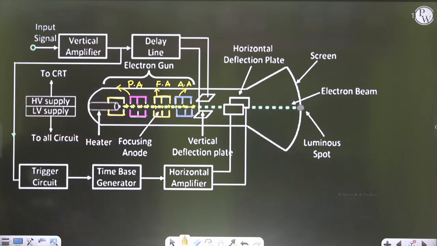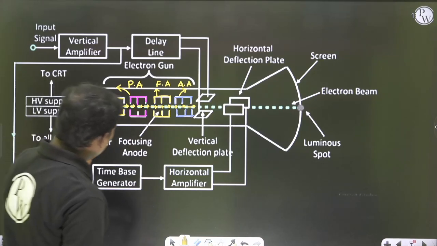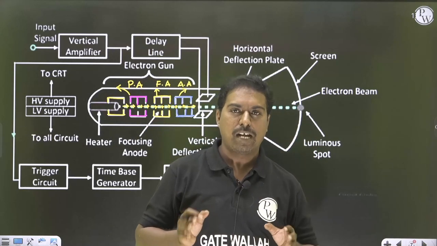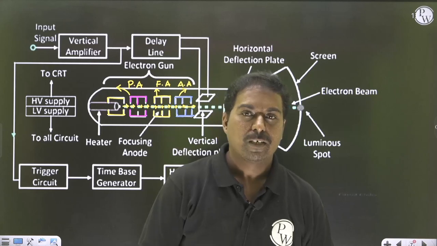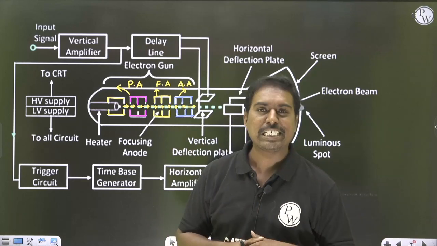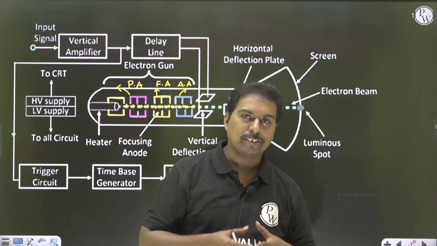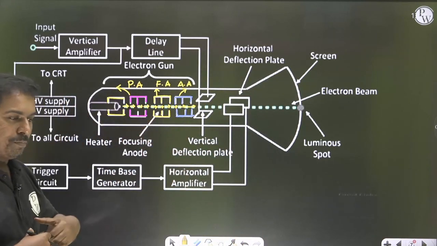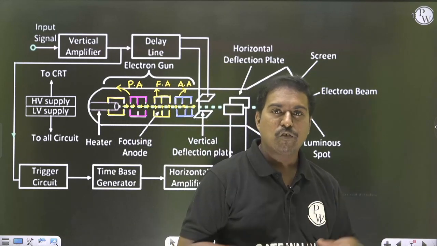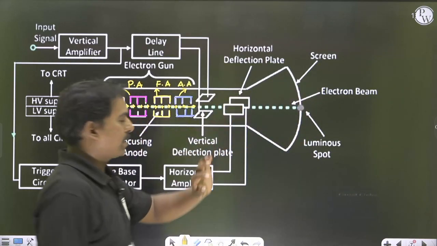But what is the advantage of this pre-accelerating, accelerating, and focusing? The electron beam which is coming from the grid will be in a dispersive mode. Just like when the college bell rings, all the students disperse from the classroom, and when the bell rings again after the interval, the students converge back to the classroom. Like that, the electrons enter in a dispersive mode, and because of the pre-accelerating anode, focusing anode and accelerating anode, we make the electrons enter in a straight path into the deflection plates.